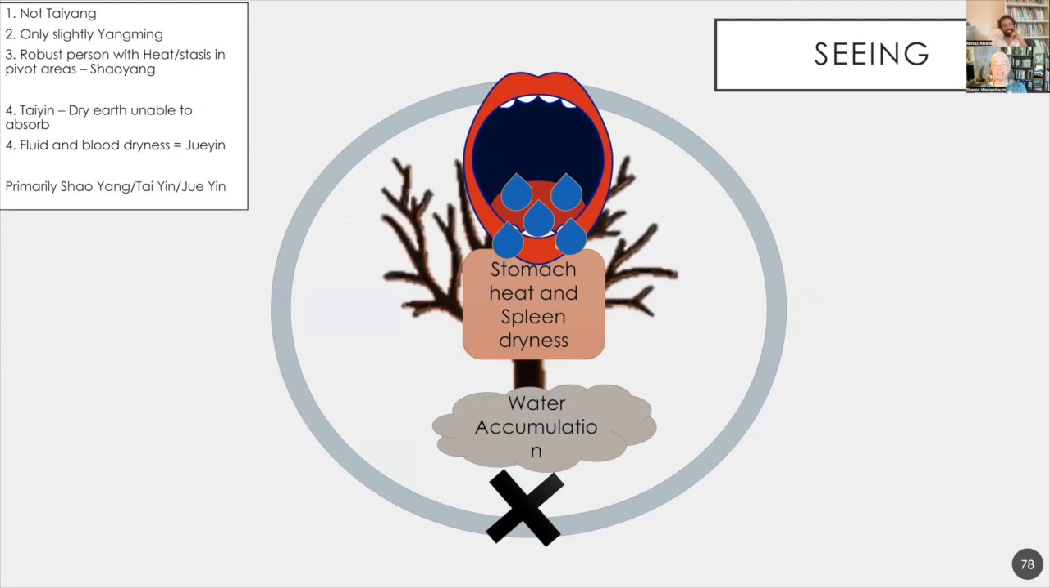Okay, so we know that this is diagnosing. We know it's not Taiyang. It's slightly Yang Ming. His Yang Ming is very dry, right? And he's a robust person with heat stasis in pivot areas. He's got dry earth, unable to absorb fluid, and blood dryness. So we could say these conformations are all affected, these great sweeping motions.